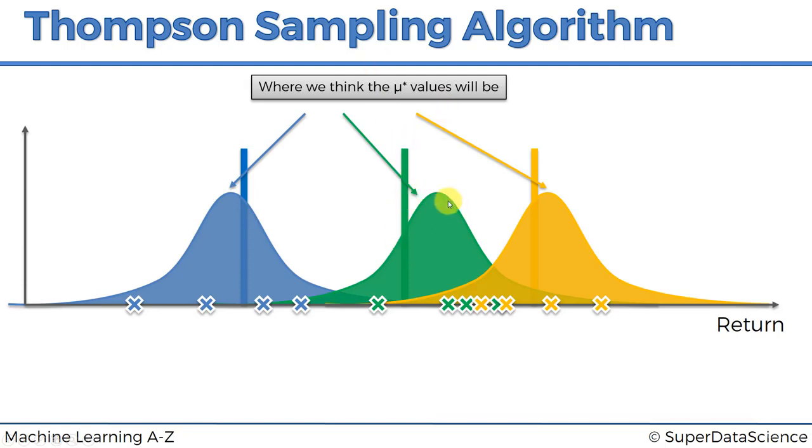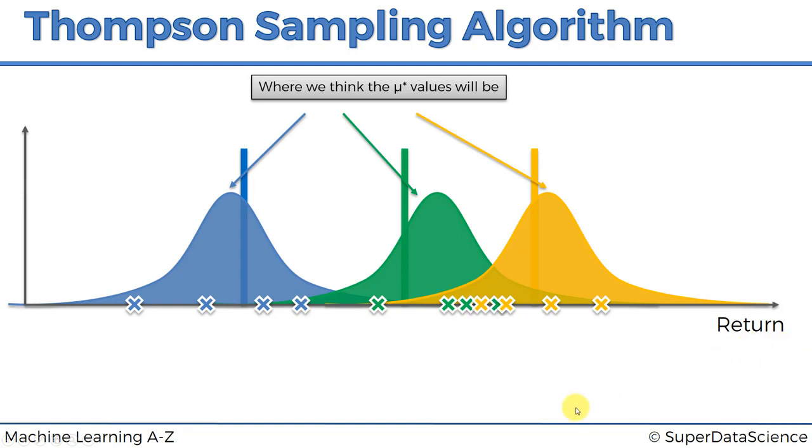Same for the green distribution. So based on the values that we've seen, the random values that have been selected in the four rounds, the algorithm has created this distribution, which is saying that the actual expected return from the green machine is somewhere in this area, and it's most likely to be here, but it could be here, it could be anywhere. As you move away, the likelihood of it actually being there drops off.